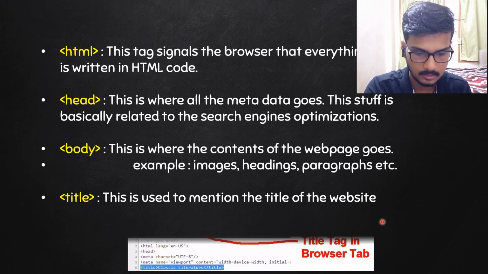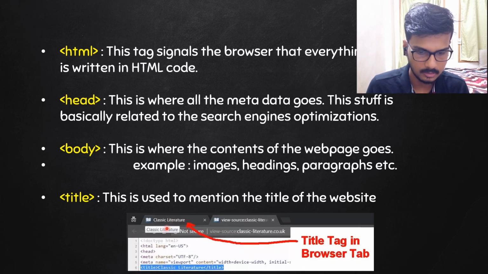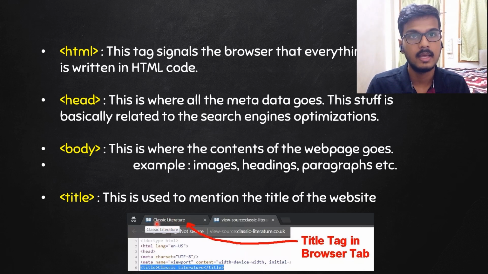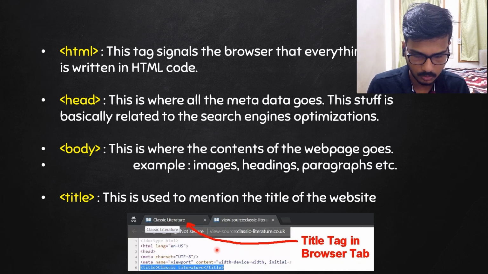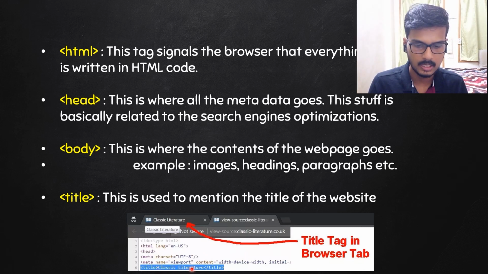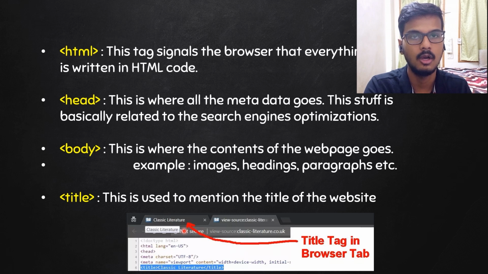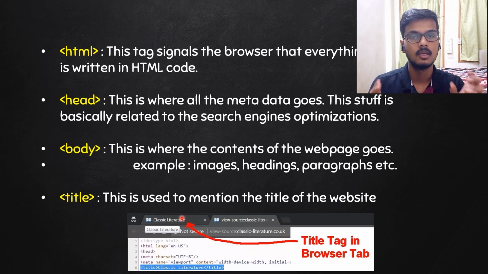As you can see in this image, there is something called Classic Literature. How this name shows up on this tab is called the title of the web page. Inside this code, the doctype HTML is written and the html tag is open, and inside the head tag there is this title called Classic Literature. Whatever you type within this title tag will be shown up on the tab. That's the real purpose of the title tag. You should also remember that this title tag should always be placed within the head tag.